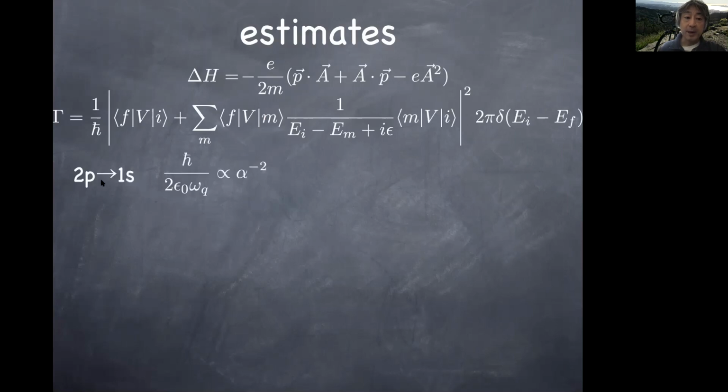So the 2p to 1s decay, which we discussed on Wednesday, we actually computed this process exactly. And we have this power of h bar over 2 epsilon naught omega q coming from the normalization of the mode expansion of the vector potential. And omega q is the frequency of the photon emitted, which corresponds to the energy levels of the hydrogen atom. I talked about the fact that the energy level of the hydrogen atom is basically alpha squared times mc squared, which comes downstairs. So this prefactor is alpha to the minus 2 power.